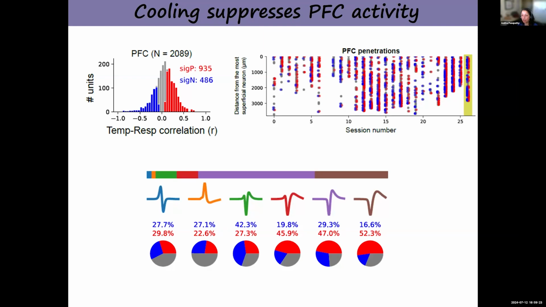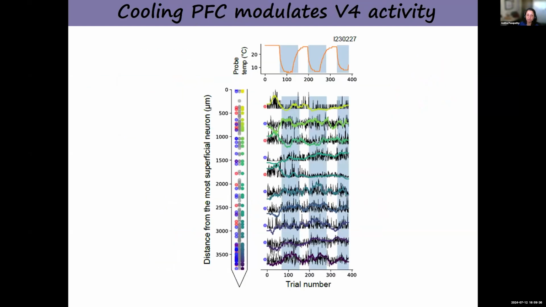The big question is whether suppressing prefrontal cortex activity actually influences V4. And our original hypothesis was that suppressing PFC would also suppress V4. And that's not exactly what we find. So this is recordings from V4. Again, this is the probe temperature. These are activity traces. The effect is not as strong as in prefrontal cortex, which makes sense. It's not a direct effect.